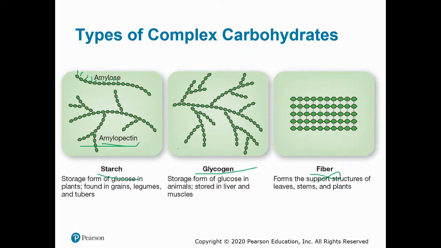Sometimes I use the analogy of a boxcar train. If you ever get stuck waiting for a train to pass, all the cars just keep coming. It's like the train is the complex carbohydrate, and each boxcar is glucose. And there could be hundreds or even thousands of glucose boxcars in that complex carbohydrate train.